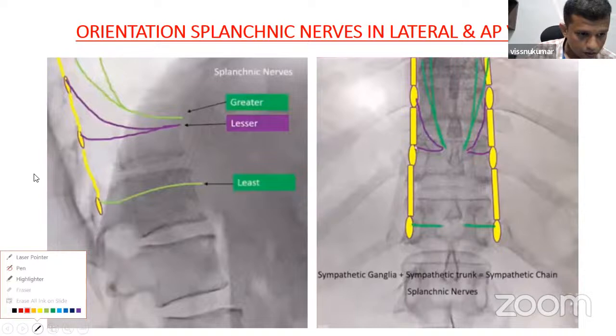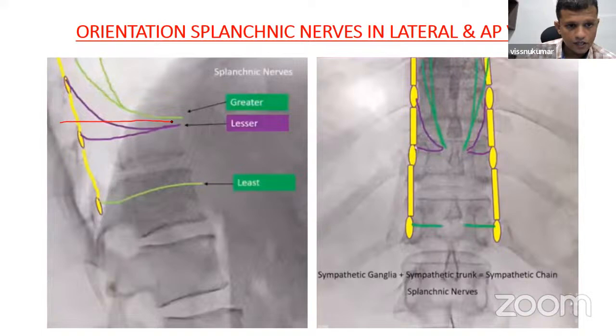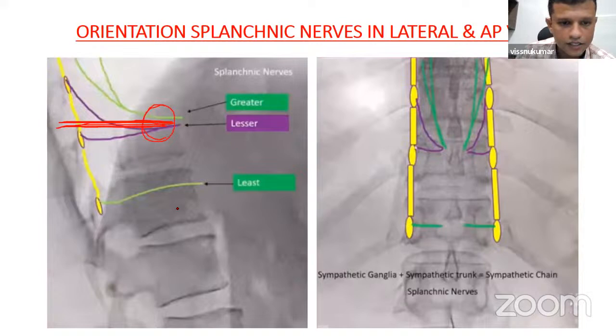Now you can see my needle is here. When I am going to do a radio frequency ablation, I am going to destroy both these two nerves. I am going to destroy both in the right and left side. Now, if I want to destroy my least splanchnic nerve, again, I have to do the same procedure at the T12 level.